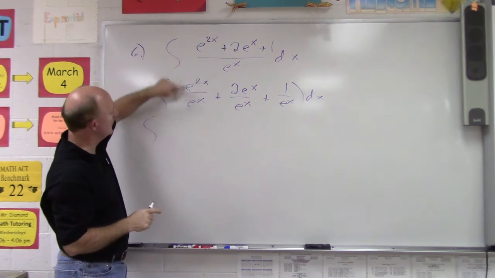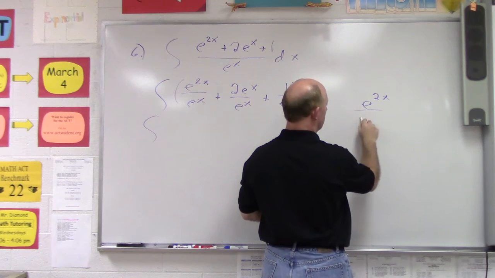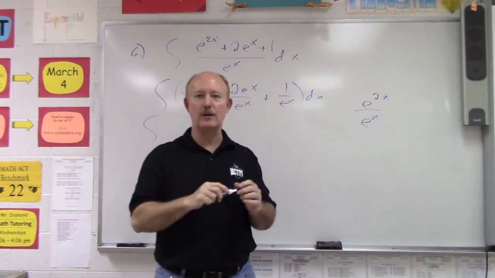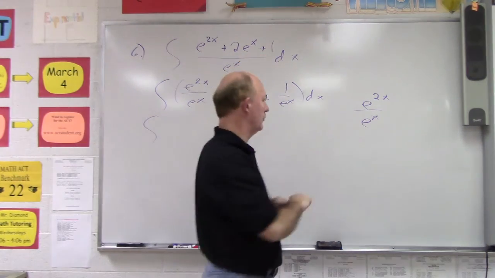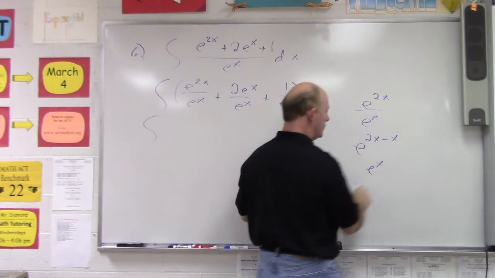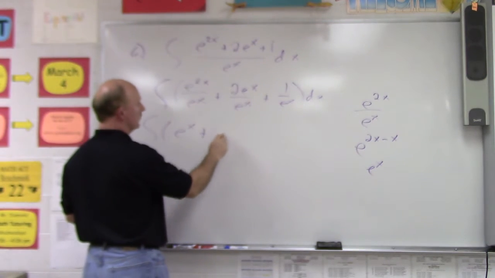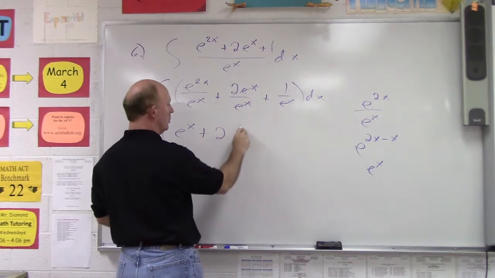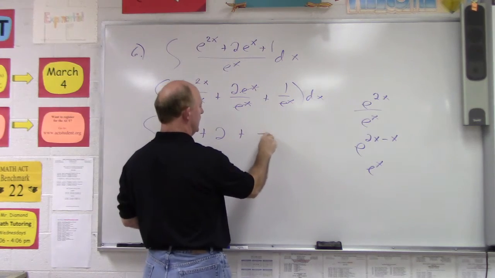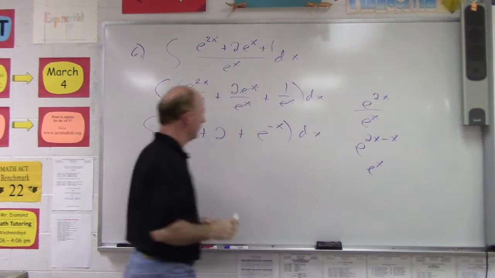So this becomes the integral. Whenever you divide e to the 2x by e to the x, remember, whenever you divide factors with the same base, you subtract your exponents. This becomes e to the 2x minus x, or just e to the x. So this division is going to be e to the x plus. Here the e to the x's cancel out, giving 2, plus. And 1 over e to the x becomes e to the negative x, dx.